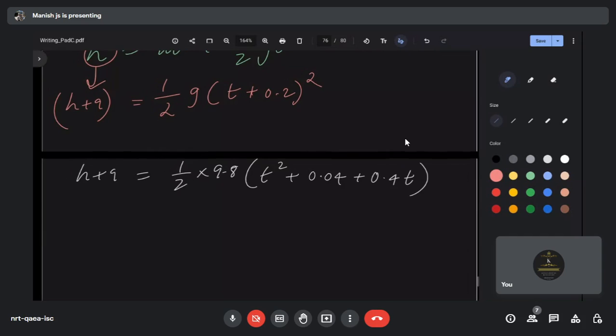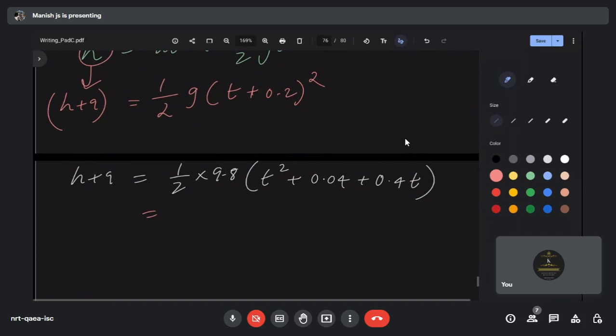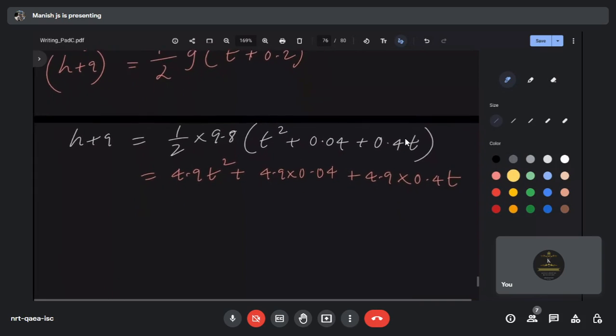So I think that was 4.9. Yeah. So you will get 4.9 t square plus 4.9 into 0.04. So you can do the calculations. Plus 4.9 into 0.4 t. So in this way you get the relationship.